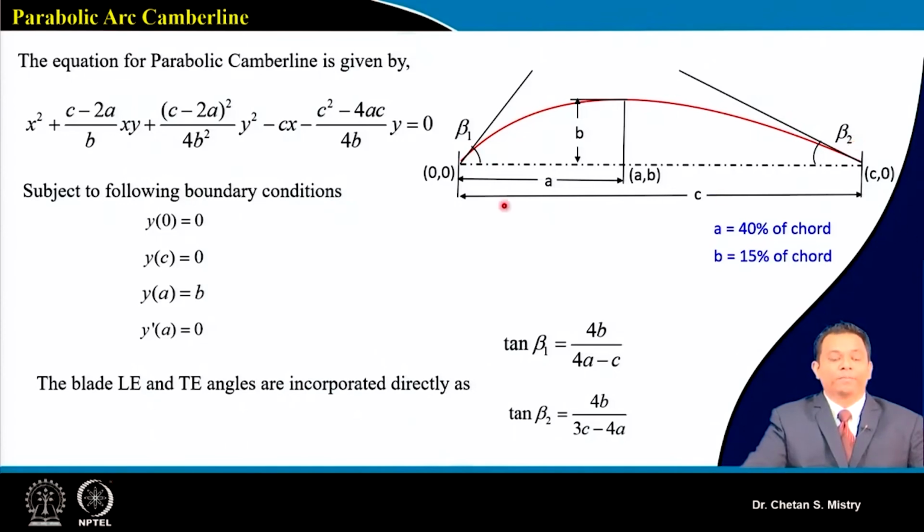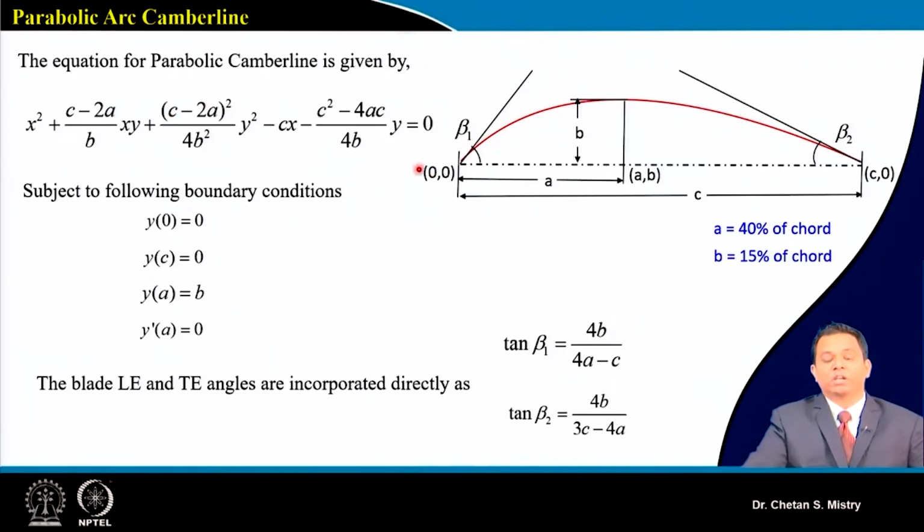Okay, now in order to have this parabolic camber line, this is the equation that is available in the literature. Maybe you can use this equation for the calculation of, say, the parabolic arc camber line. Okay, now in order to solve this equation, we need to put certain boundary conditions. So what are the boundary conditions?